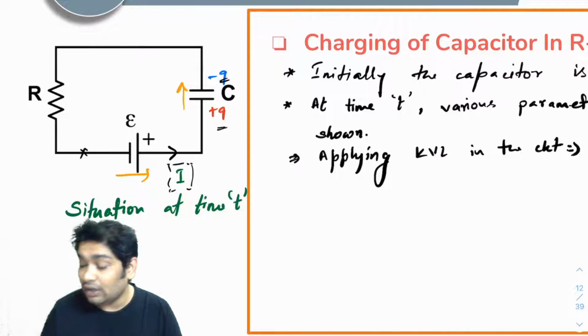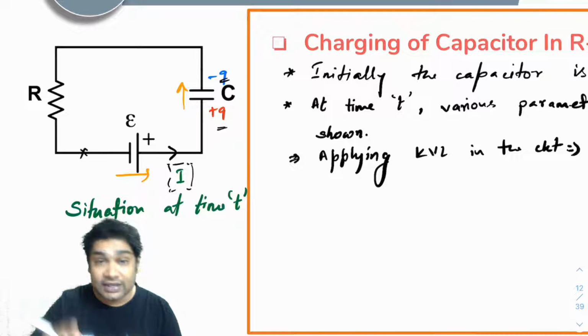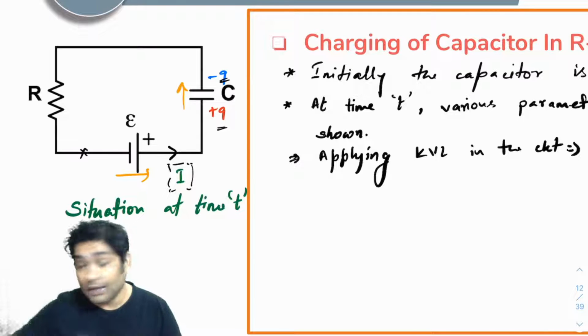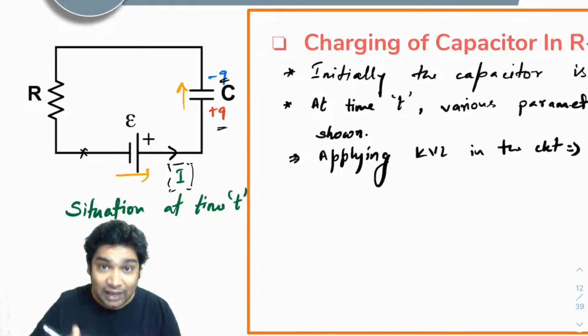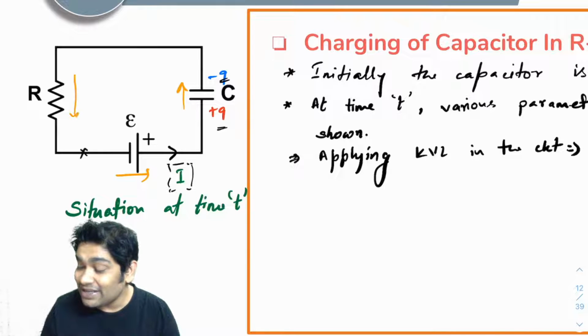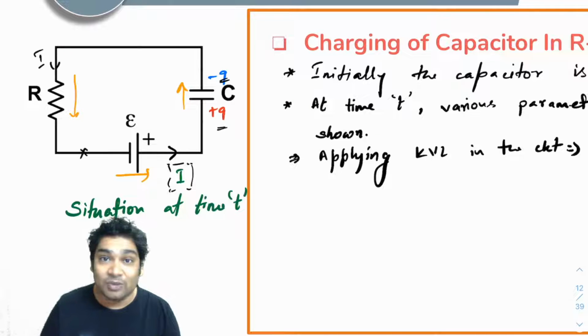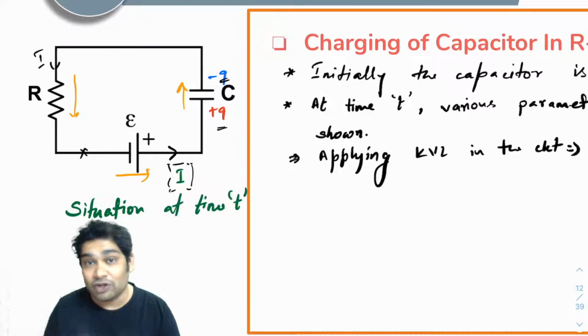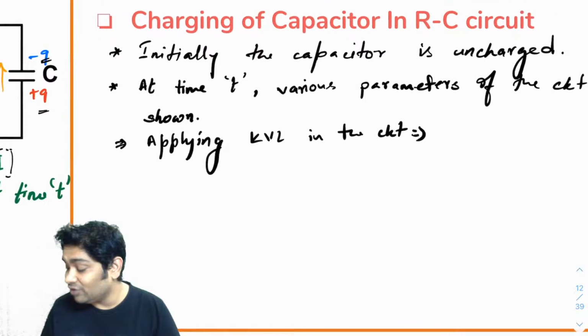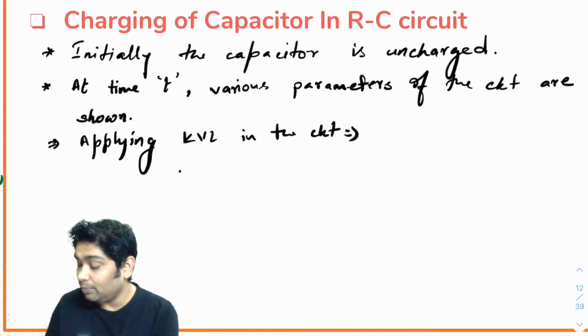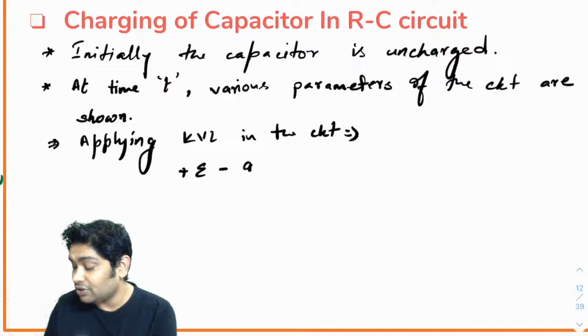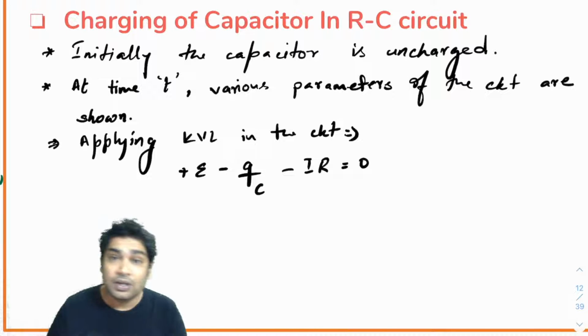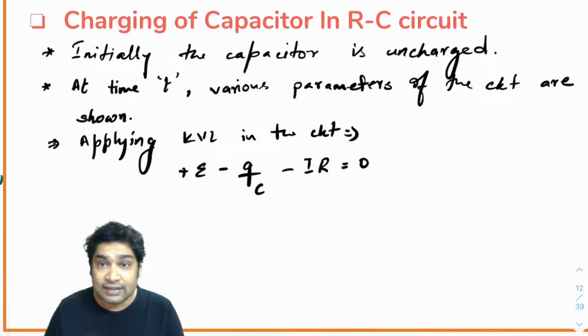Similarly, when I am crossing a capacitor from its positive side to its negative side, the change in potential would be Q by C, and it would be negative, because I am going from higher potential to lower potential. Similarly, when I cross the resistor, I am crossing it in the direction of the current I, so I will get a potential change of minus IR. If I write all that, we get plus epsilon minus Q over C minus IR equals 0. That is the expression I am getting for my KVL.